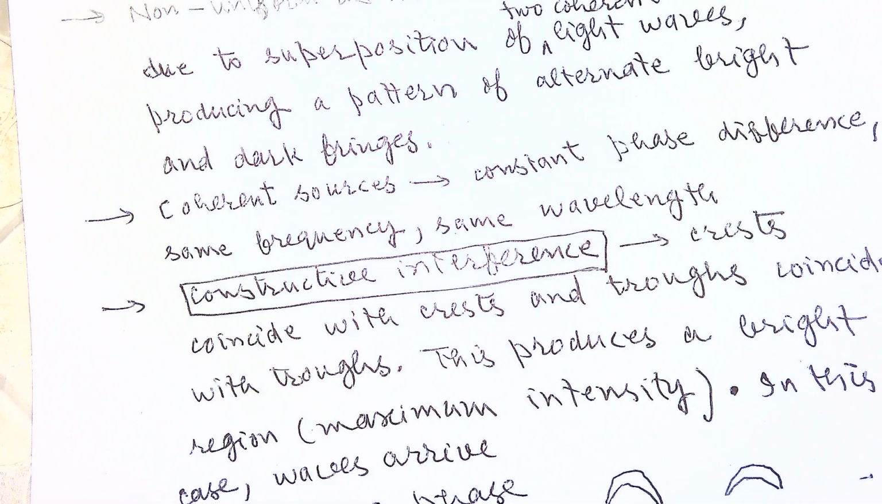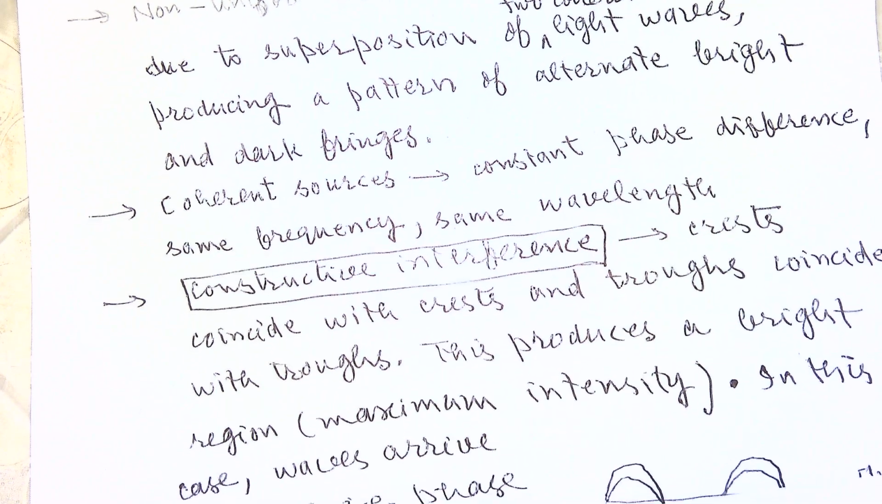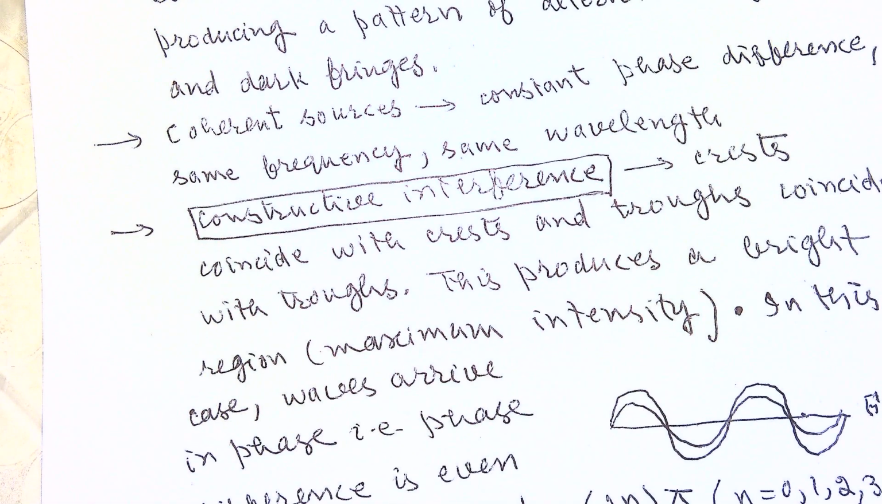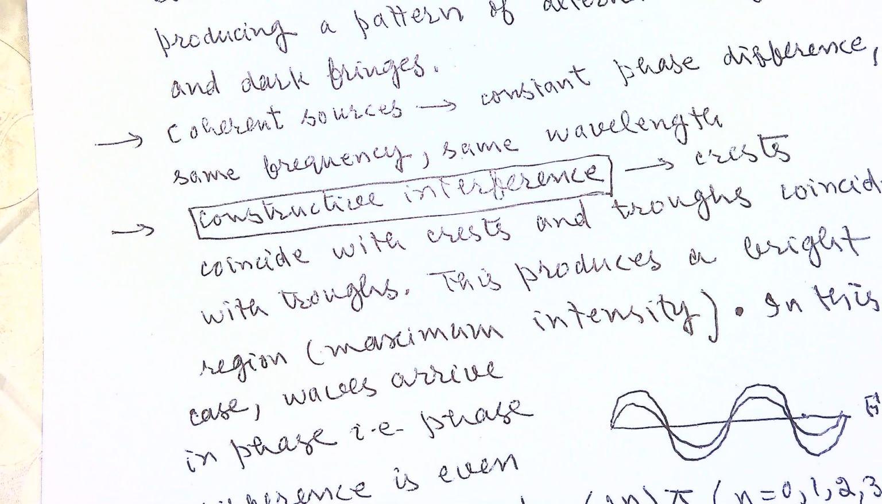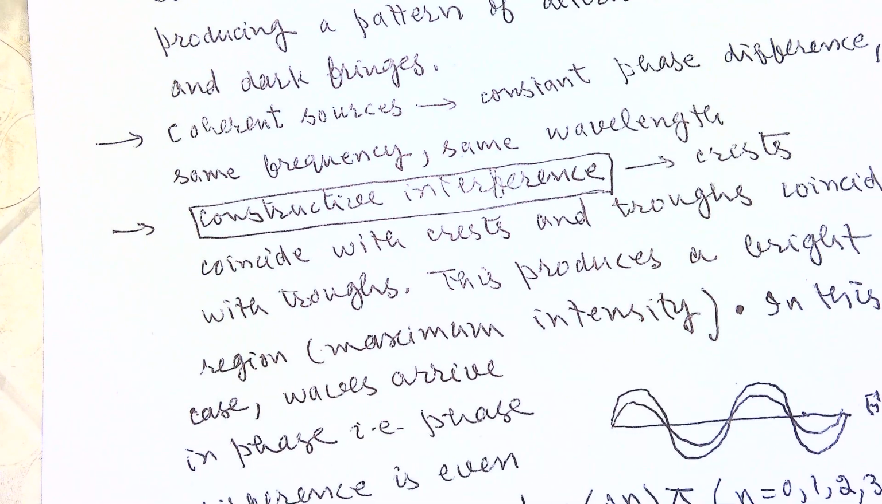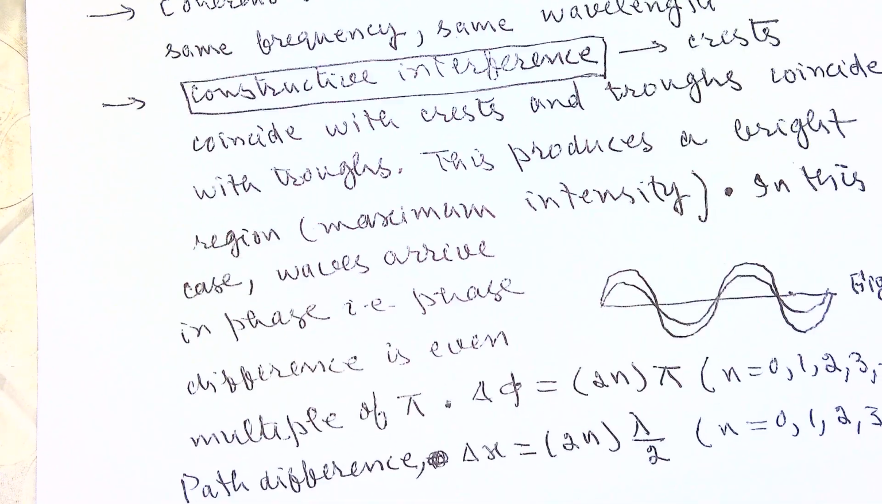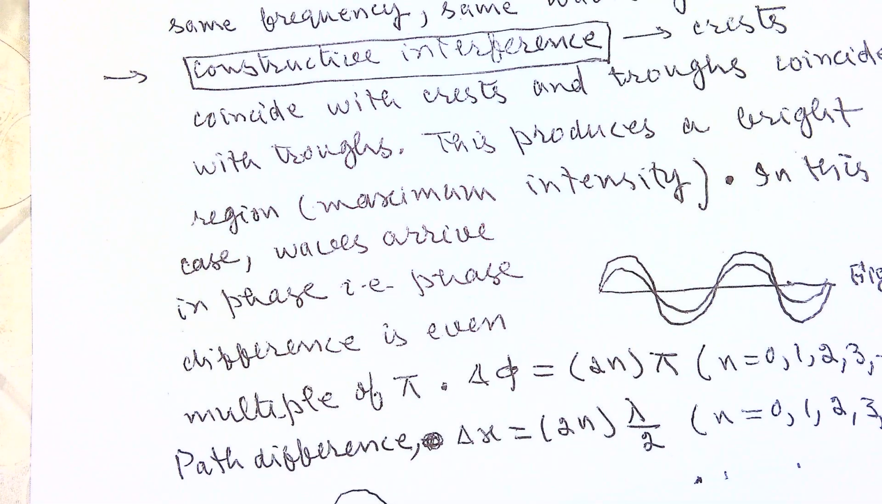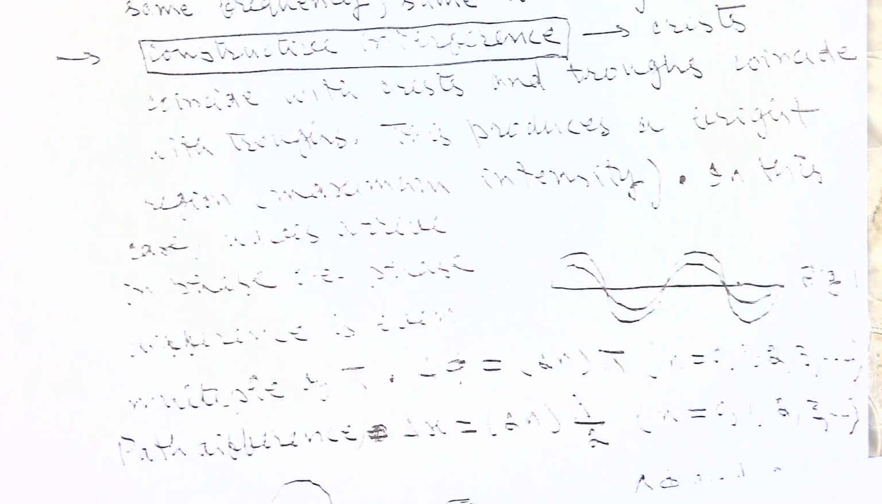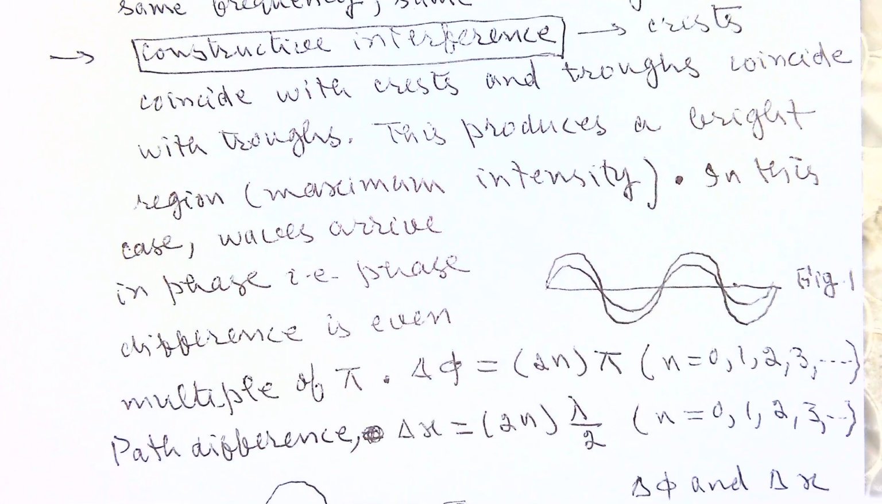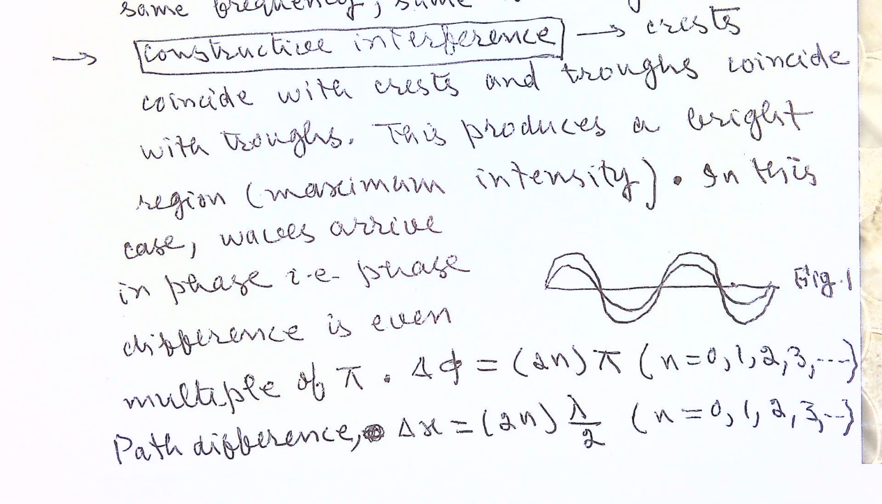In this case, waves arrive in phase, that is, phase difference is an even multiple of pi. Please understand, when phase difference is an even multiple of pi, that means no phase difference. And phase difference delta phi is equal to 2n multiplied by pi, where n is equal to 0, 1, 2, 3, and so on. 2n represents the even numbers, and it is an even multiple of pi. That means there is no phase difference.